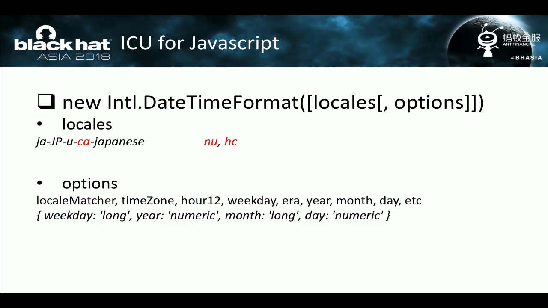The Intl.DateTimeFormat object is a constructor for objects that enable language-sensitive date and time formatting. The locales argument is like the number format's, except the Unicode extension key must be ca, nu, or hc. And the properties of options are mostly different too. The different properties here can be timeZone, hour12, or weekday.